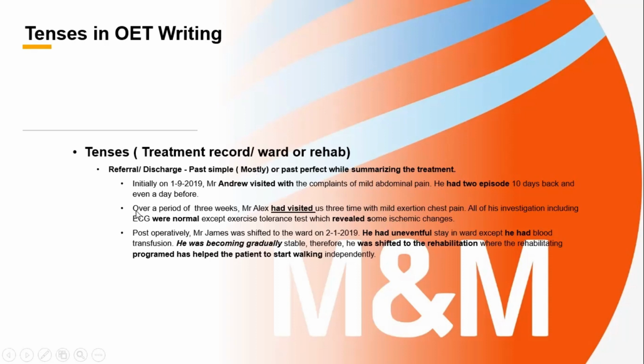Then we can see here, over a period of 3 weeks, Mr. Alex had visited us 3 times with mild exertional chest pain. So again, basically, if you are writing about a past event, sometime in the past, we can use had as well. All of his investigations, including ECG, were normal, past simple, except exercise tolerance stress test, which revealed some ischemic changes. So you can see we are using a variety of tense structures to differentiate the time frame and show our density in the grammar to the OET assessor, right? So afterward, we have to see, we would write these things.